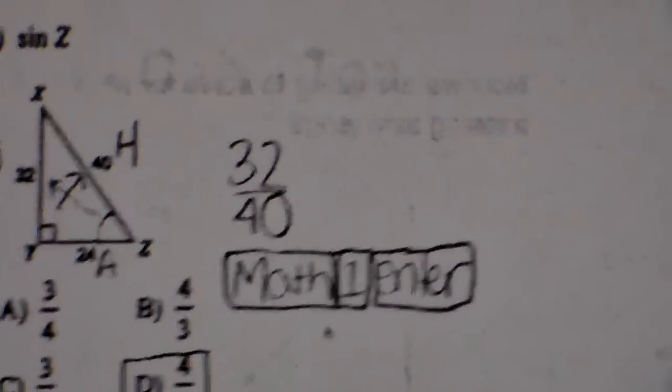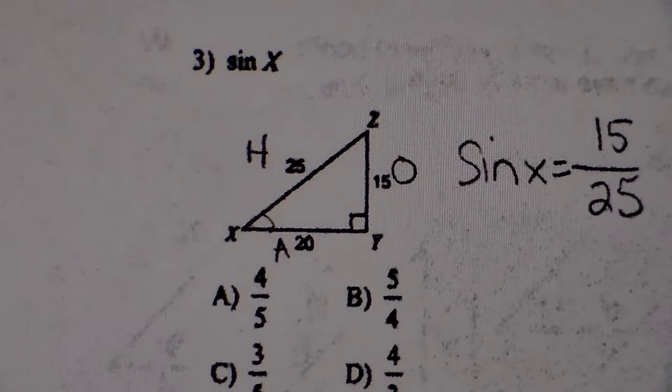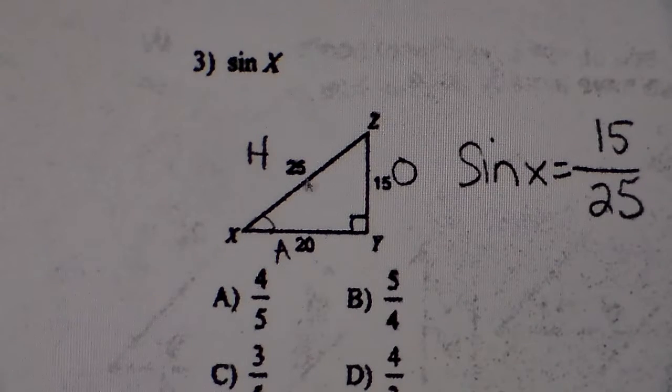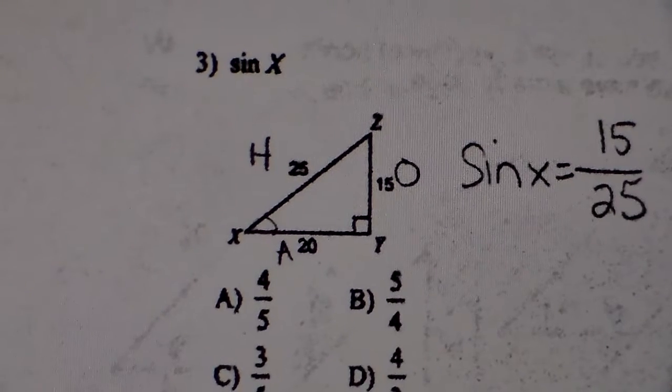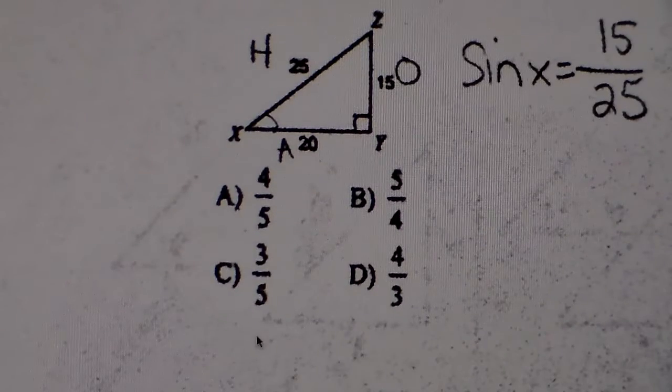Let's try number 3 here. So you have sine of x. X is right here. Sine is opposite over hypotenuse. So it would be 15 over 25. 15 over 25, when we hit Math 1 Enter, that's going to simplify down to 3/5. So 3 is C, 3/5. Which is located right there, 3/5.